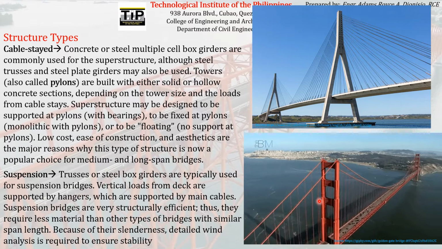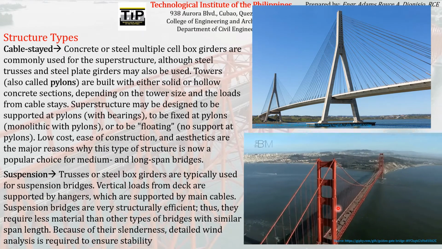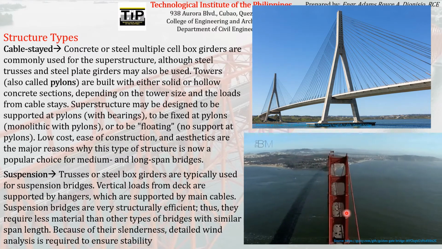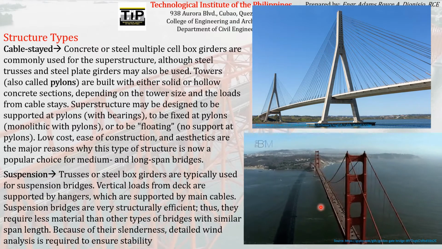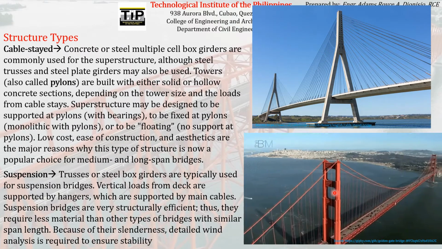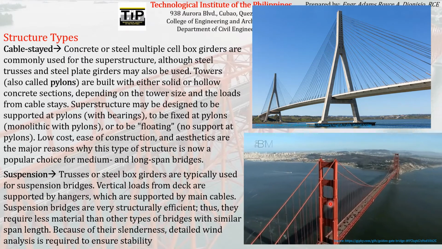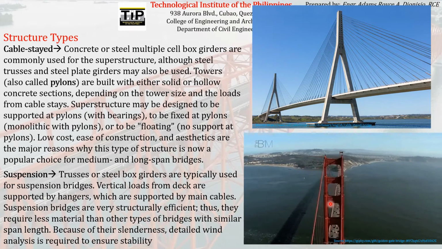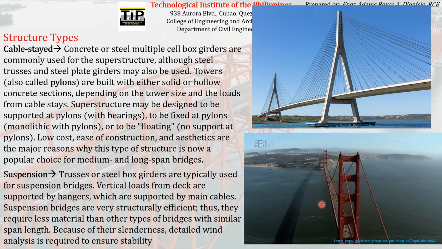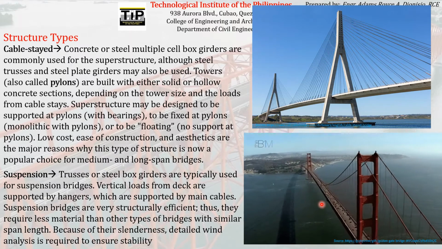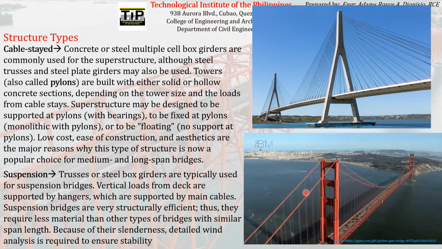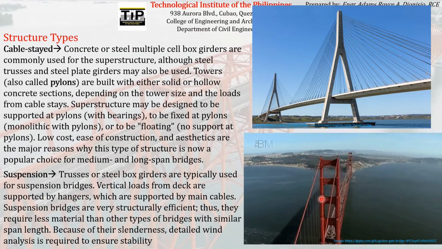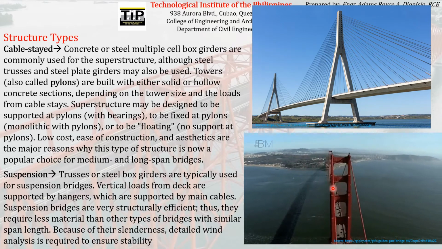So suspension bridges are structurally efficient, meaning they require less material compared to the other types of bridges. Although suspension bridges are somehow slender, that's why they are critical with respect to wind or lateral loads. That's why whenever we design suspension bridges, we must ensure that detailed wind analysis is conducted so that we can assure that the suspension bridge will be stable.